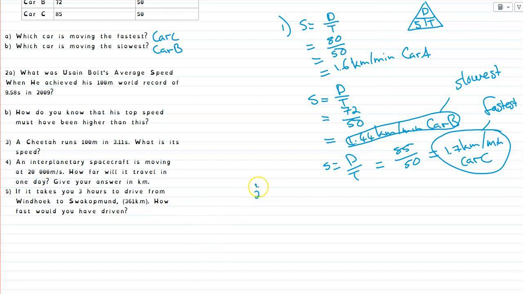Question number 2 states, what was Usain Bolt's average speed when he achieved his 100-meter world record of 9.58 seconds in 2009? So first of all, before we start solving this, because we do not have a table, we do not have the information locked down, we now need to write out the information that we have. Okay, so he ran 100 meters. So distance equals 100 meters.